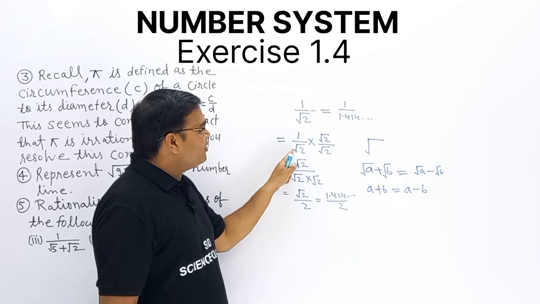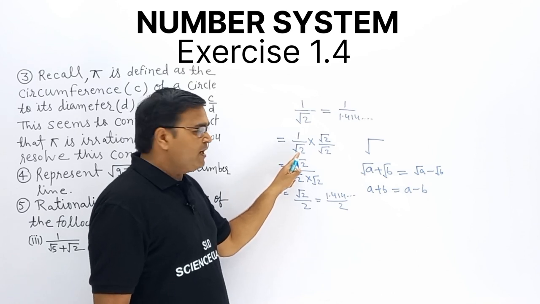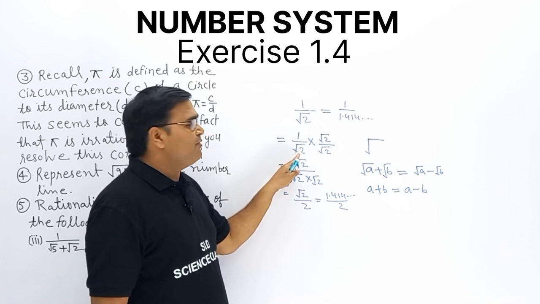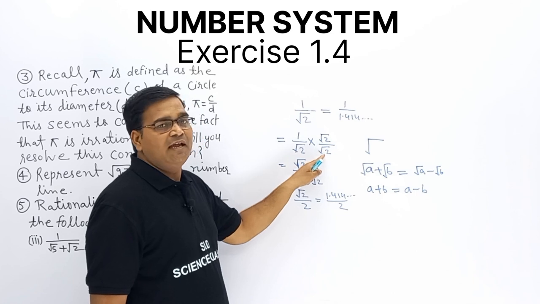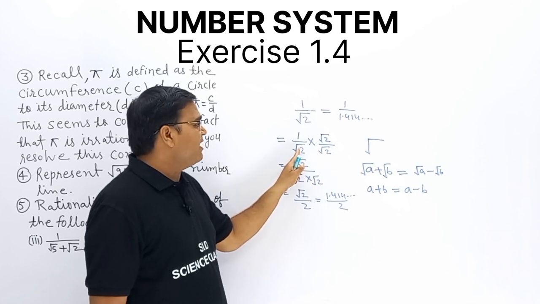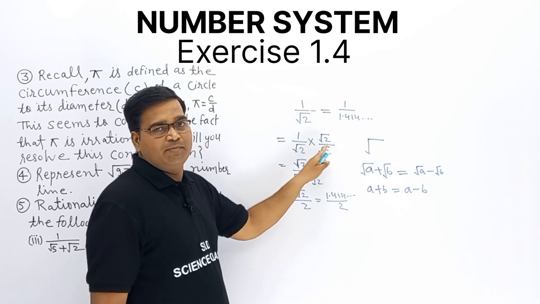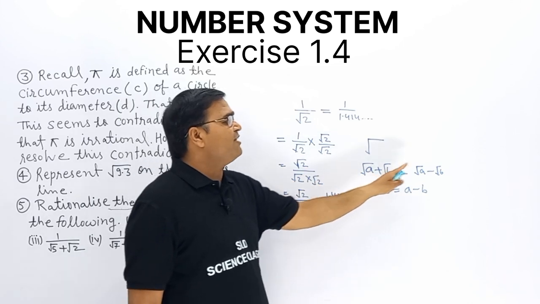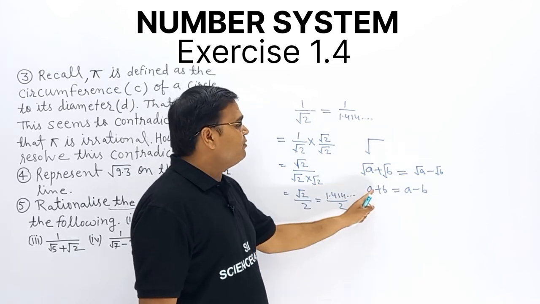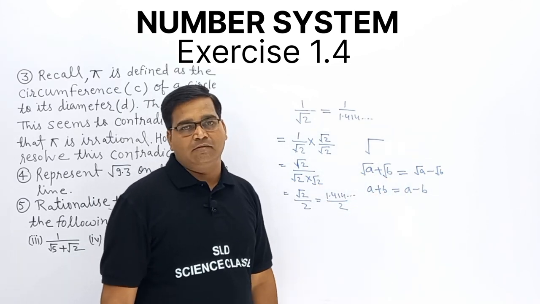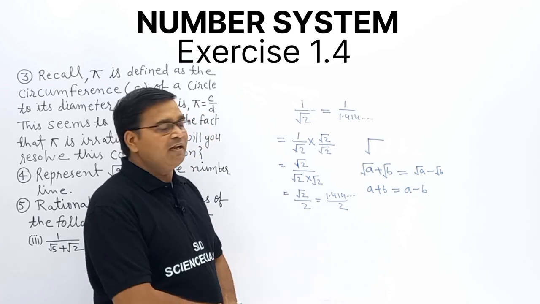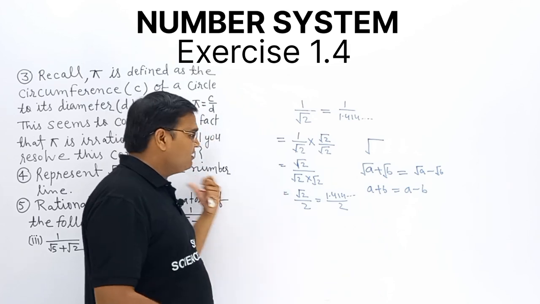When we have a single number, we directly multiply and divide by the same number. But if we have addition or subtraction in the denominator, then we will take its conjugate and do it. We will discuss that later in the next question.